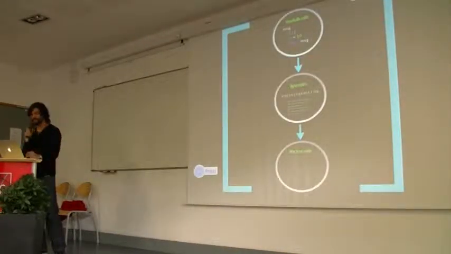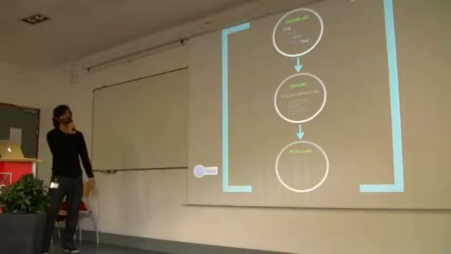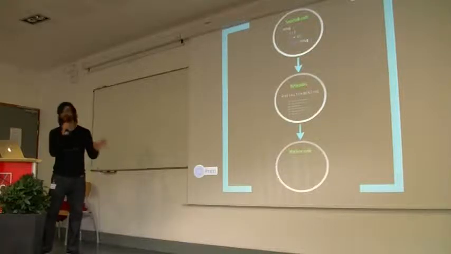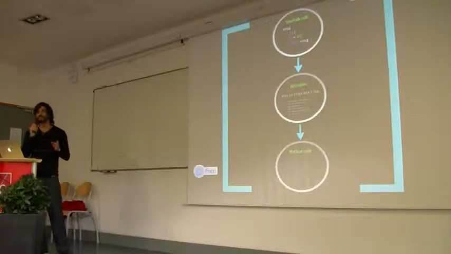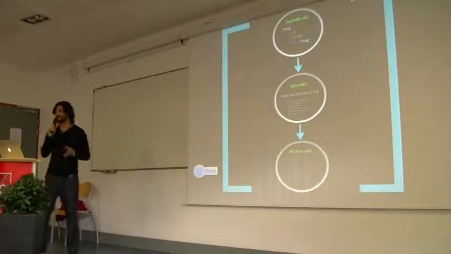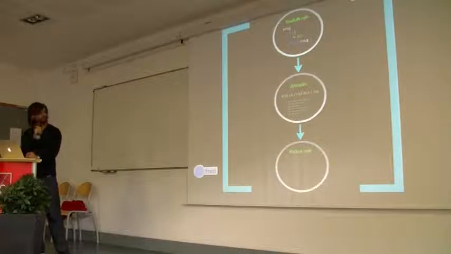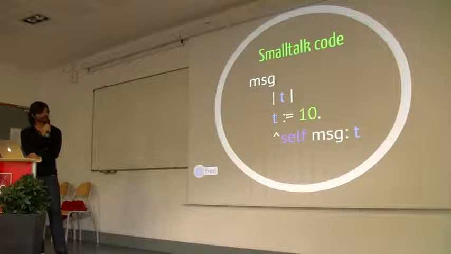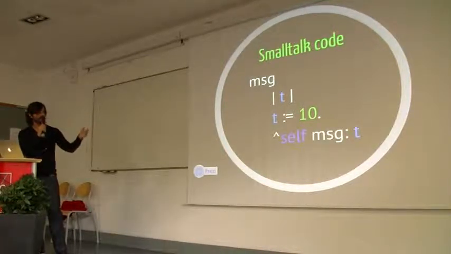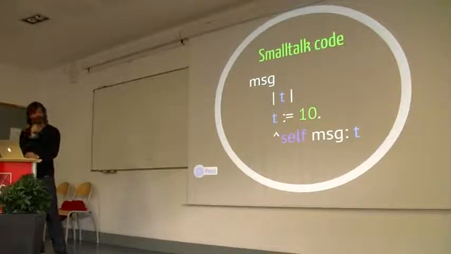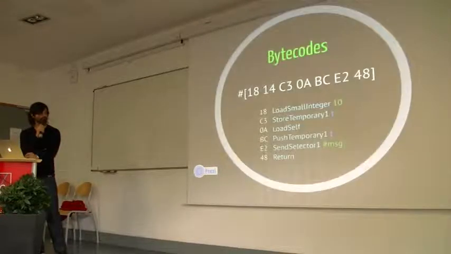This is just a glimpse of the 3 different levels of code we have involved. This VM contains a just-in-time compiler. That is, it is not an interpreter VM. So in the first level, we have Smalltalk code. This is a simple method in which we define a temporary variable and then we use it as an argument of a message.